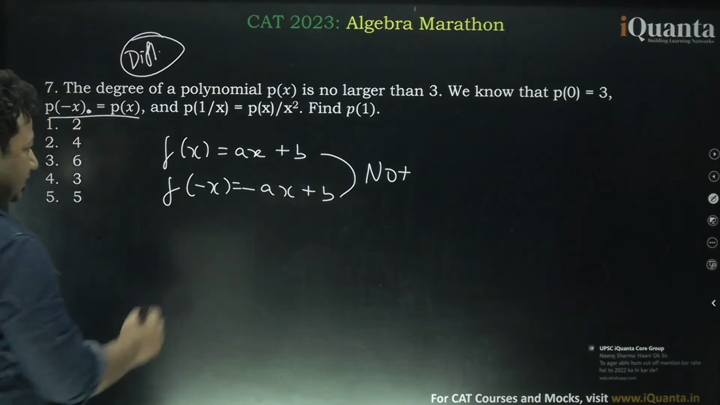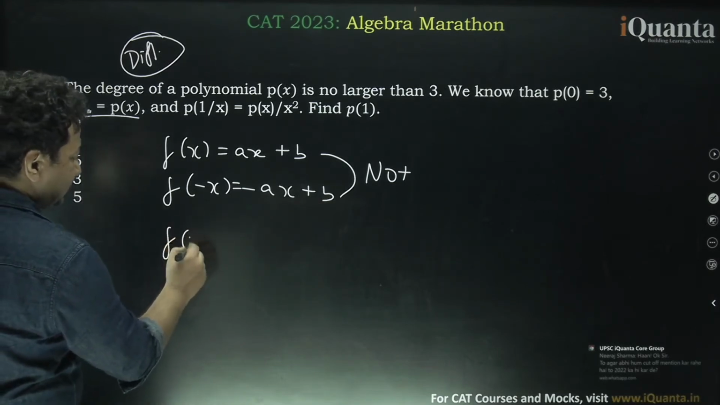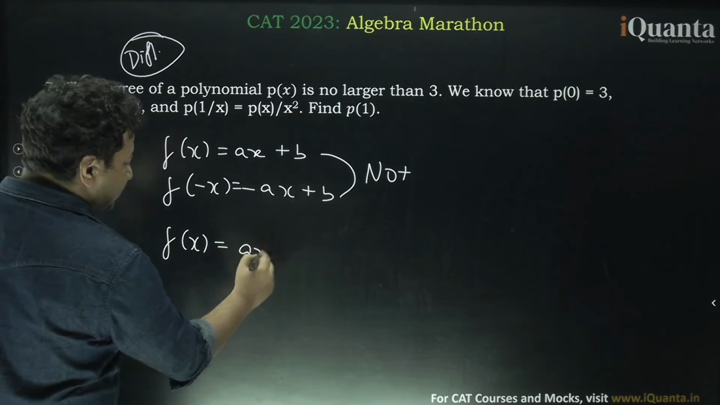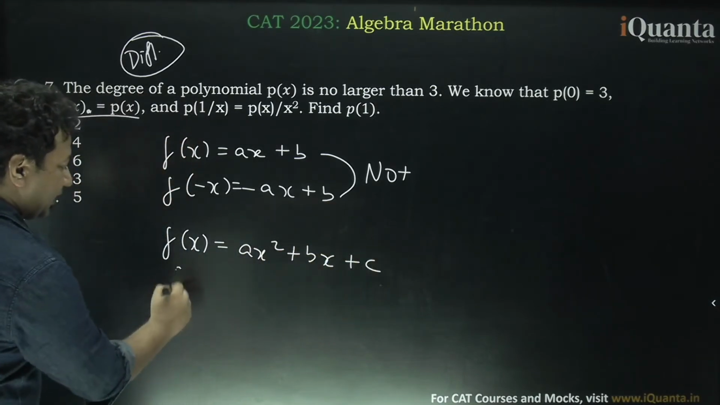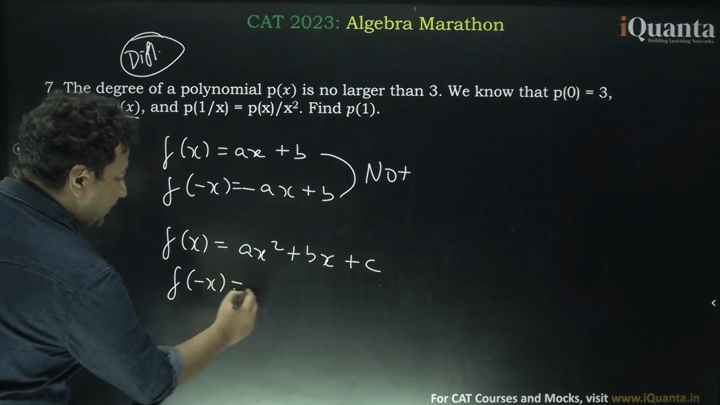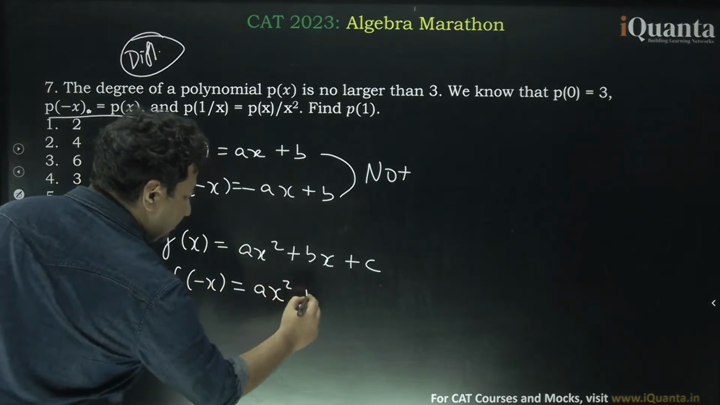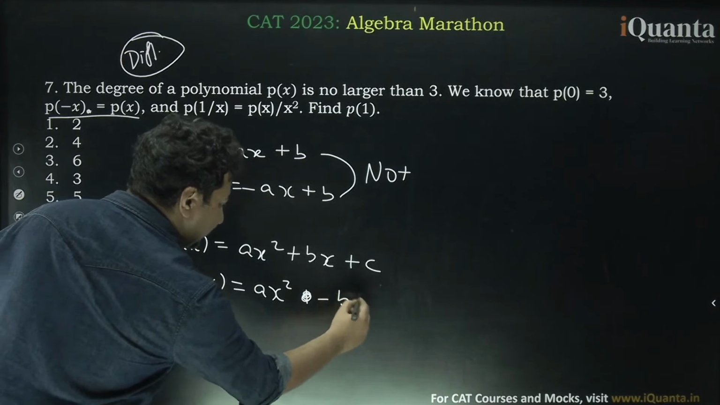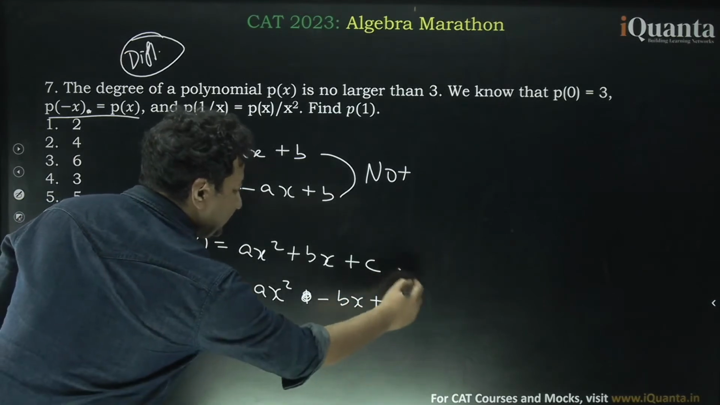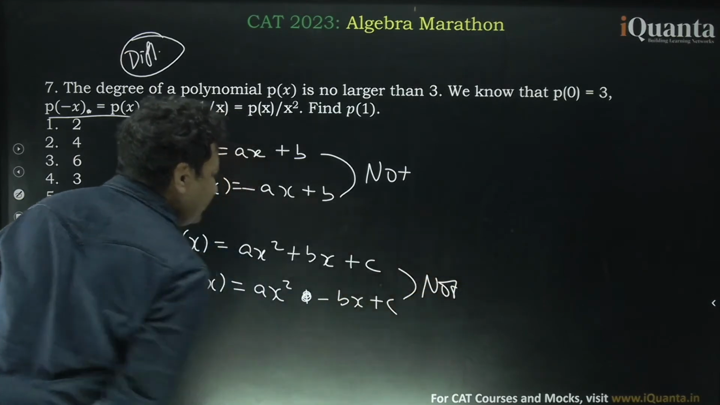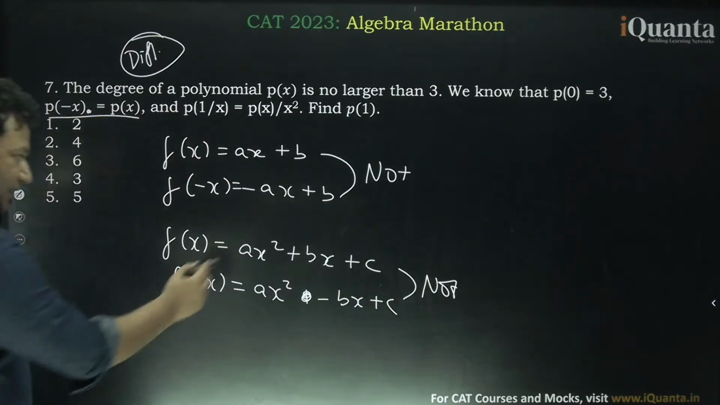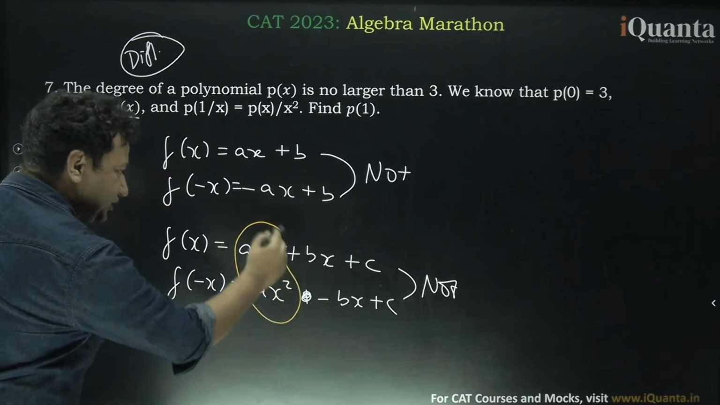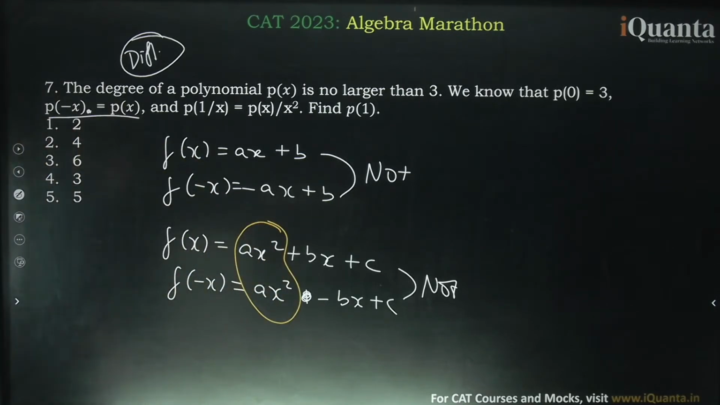Isn't it? If I take fx is equal to ax square plus bx plus c, and if I put minus x, I'll be getting ax squared minus bx plus c. Again, these two are not equal. But here, there is something which is very interesting. This part doesn't change, isn't it? This part doesn't change. Is that right?